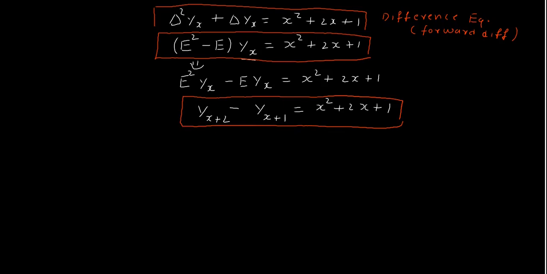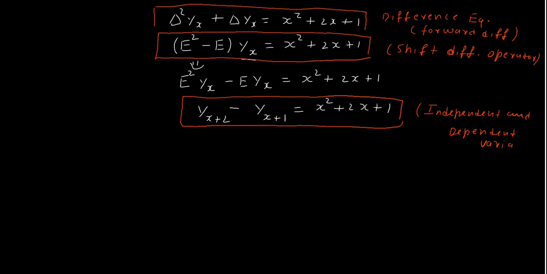Forward difference operator. This one is a difference equation in terms of a shift operator. Shift difference operator. And the last one is in terms of independent and dependent variables. So these are the different forms of a difference equation. Either we write it in the form of a forward difference operator, or in terms of a shift difference operator, or in terms of independent and dependent variables.